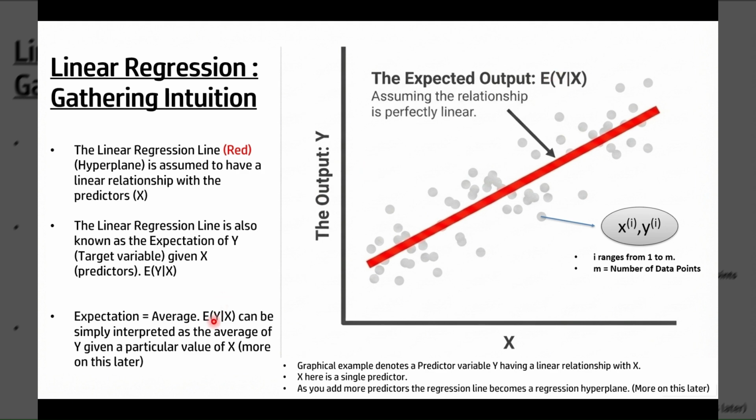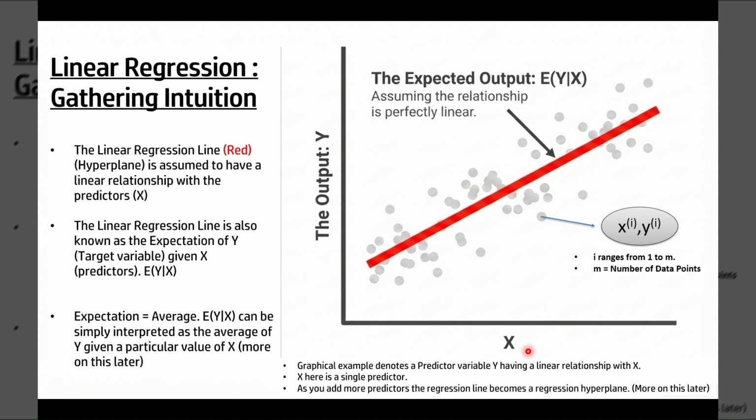Now, don't let the word expectation scare you. Expectation simply means average. When we look at the specific value of x, say at xi, yi, we see a cluster of potential y data points. Expectation of y given x is the average of those values. We are essentially saying if the relationship were perfectly linear, this red line is where we expect the average data point to land.